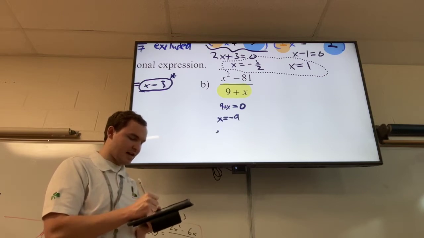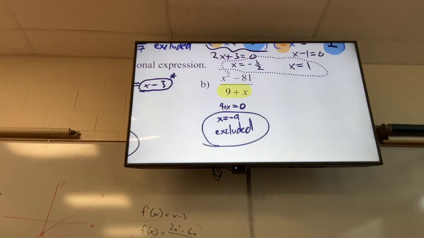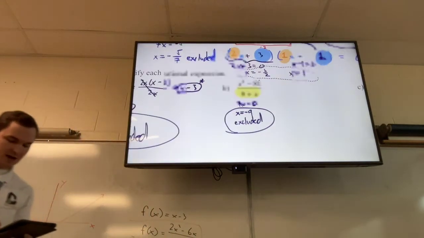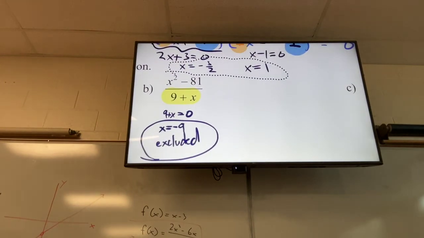So x equals -9 is excluded. That's not part of my graph. That can't be part of my graph. If I plug in -9 here, I get divide by zero, which we can't do. Okay? So that's excluded. And then I do what?